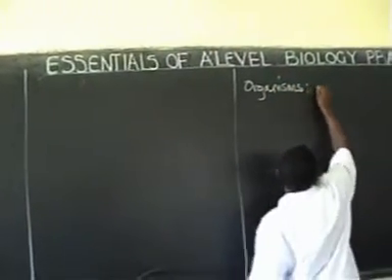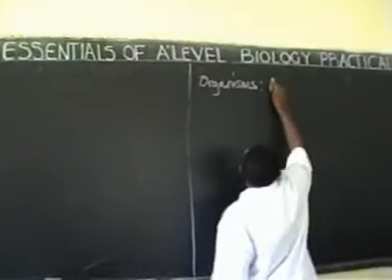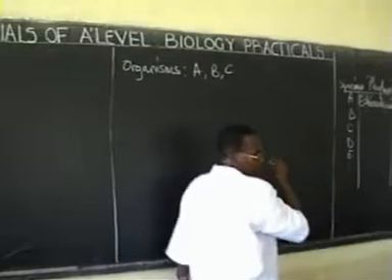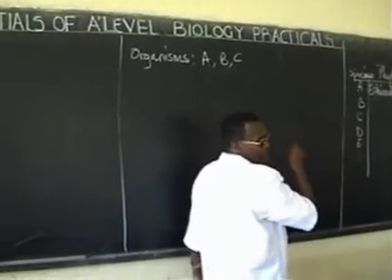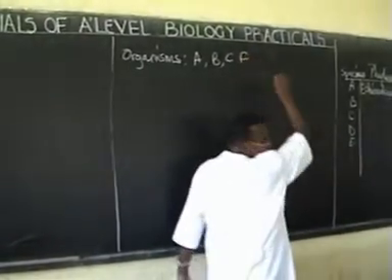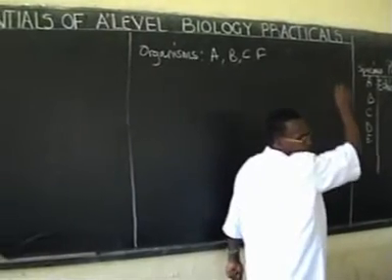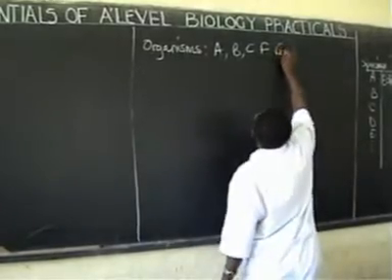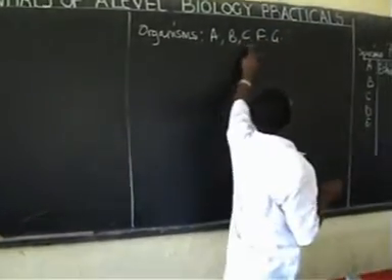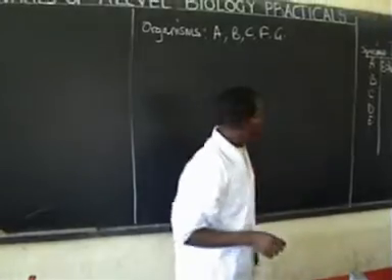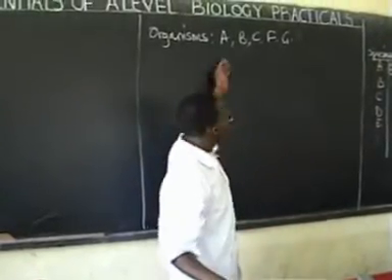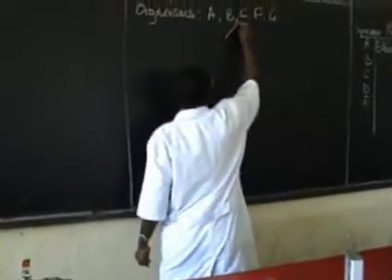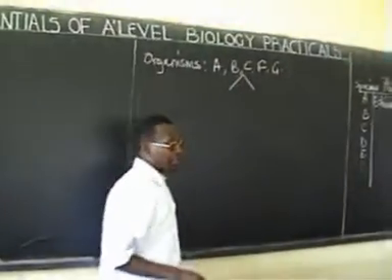The given organisms, we have A, B, C, or A, B, C, F, let's say F and G. So we have 1, 2, 3, 4, 5. We have 5 organisms. So we want to separate. We want to draw a dichotomous key to separate these 5 organisms. So what we do is that at any one time we divide these organisms into 2.